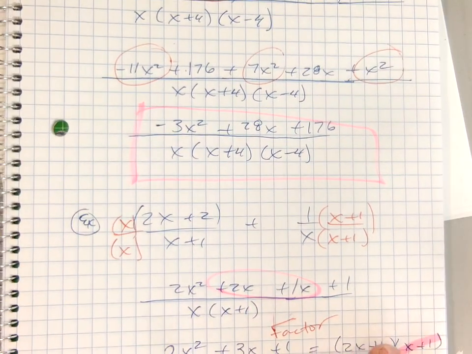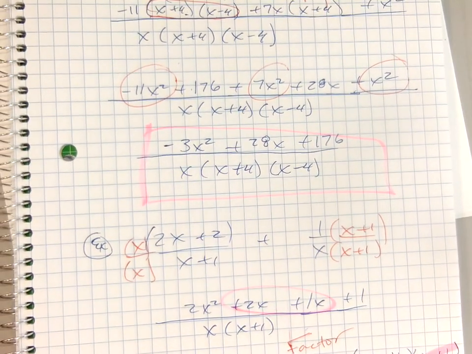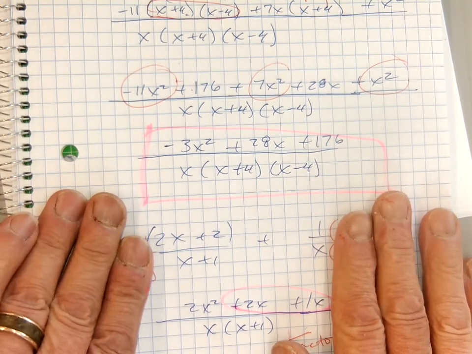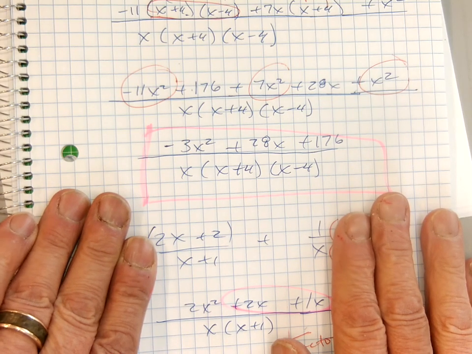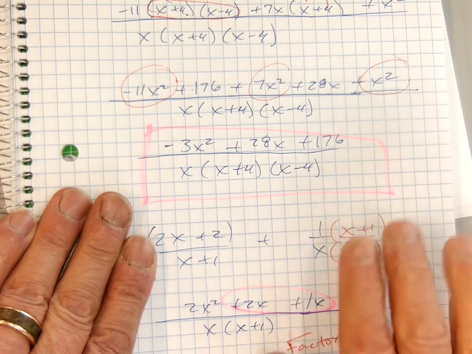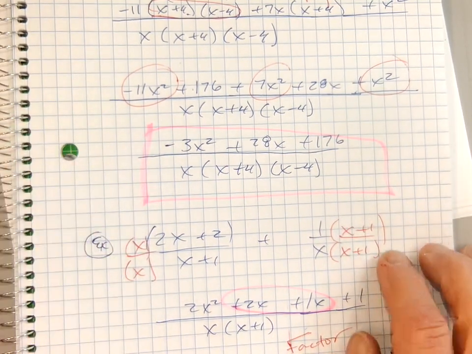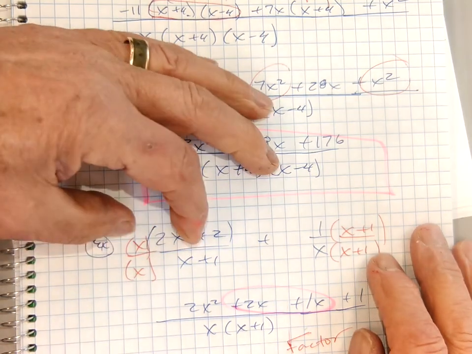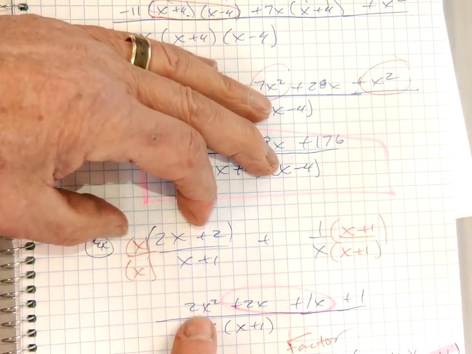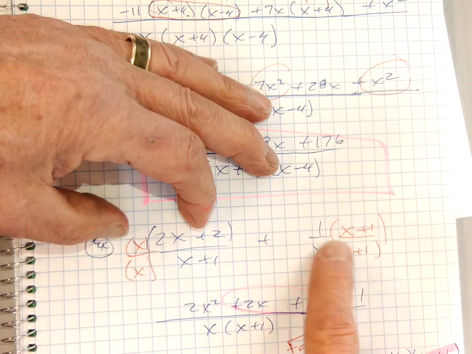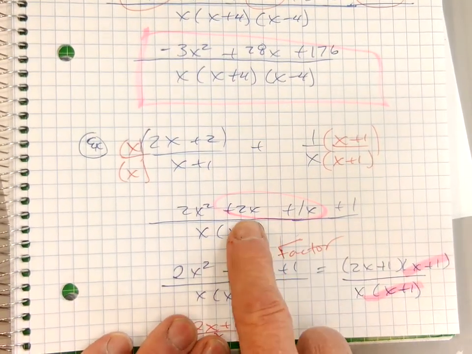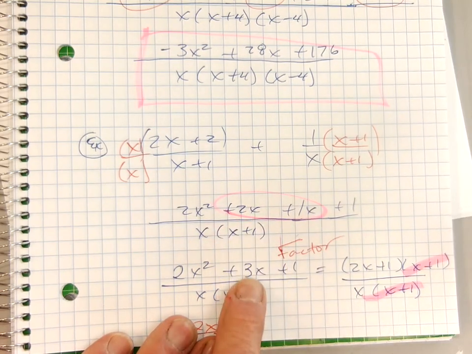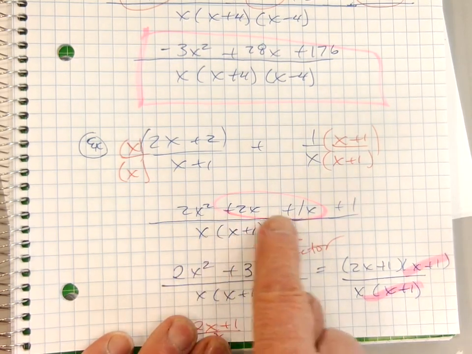Finally, the last example, I did this one because in the end you can actually factor and simplify it. So between these two, they have a common denominator of both x and x plus 1. So I wrote that down. So I need to multiply this one by x over x, and this one by an x plus 1 over x plus 1. All right, so then I'd get a 2x squared plus 2x. I'd get a 1x plus a 1. I can simplify the 2x's and x to a 3x. So my numerator would be a 2x squared plus a 3x plus a 1.